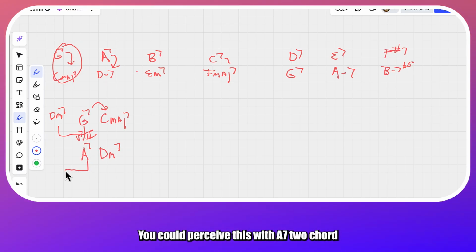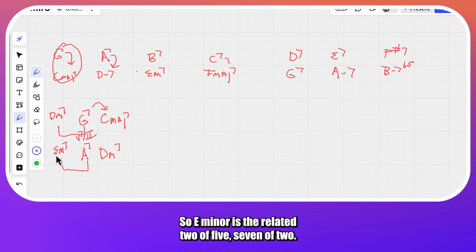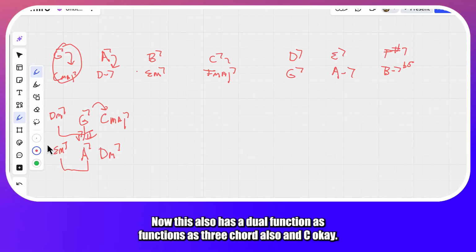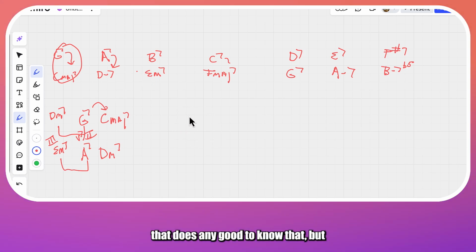You could precede this with A7's 2 chord, which is A, B, C, D, E, which is E minor. So E minor is the related 2 of 5-7 of 2. Now this also has a dual function. This functions as the 3 chord also in C. They call that dual function. I'm not sure if that does you any good to know that, but I guess so.